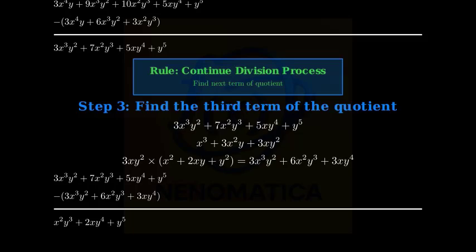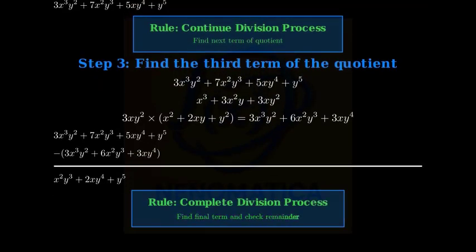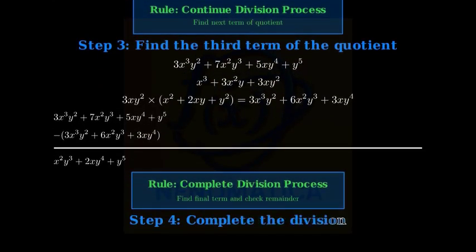3x cubed y squared minus 3x cubed y squared, which is 0. 7x squared y cubed minus 6x squared y cubed, giving x squared y cubed. 5xy to the fourth minus 3xy to the fourth, giving 2xy to the fourth. And y to the fifth remains the same. Let's complete the final step of our polynomial division. We bring down the result of our subtraction, x squared y cubed plus 2xy to the fourth plus y to the fifth.